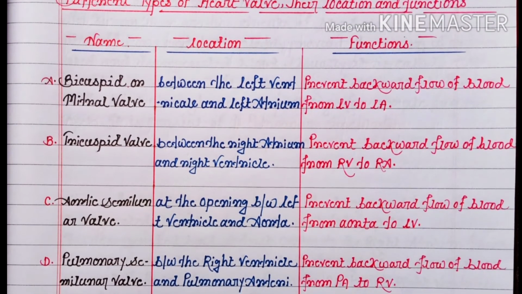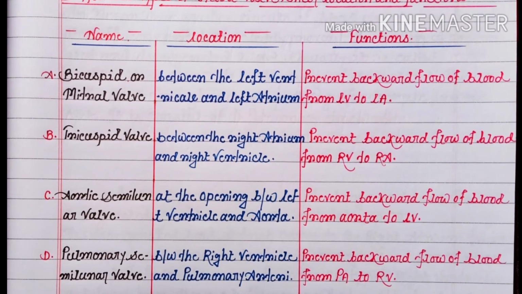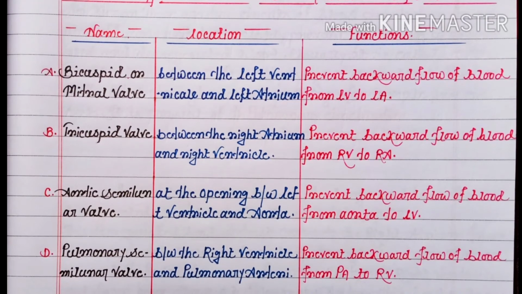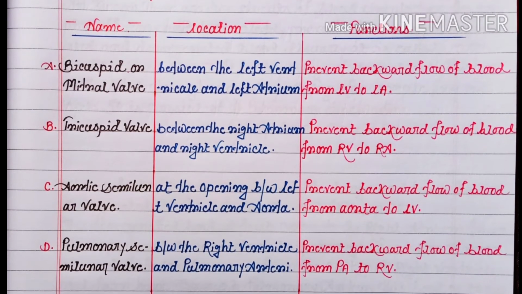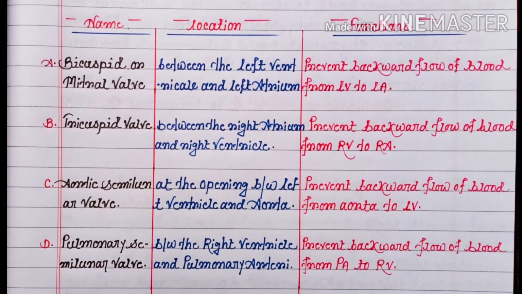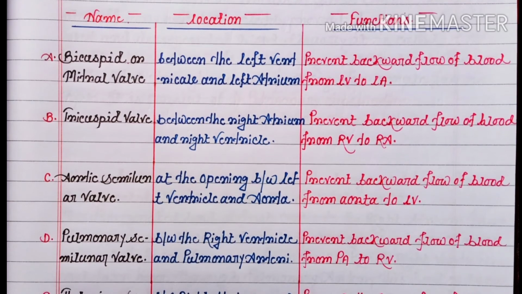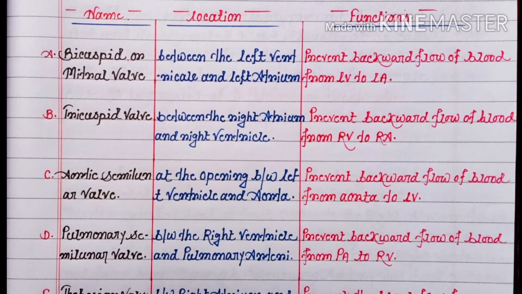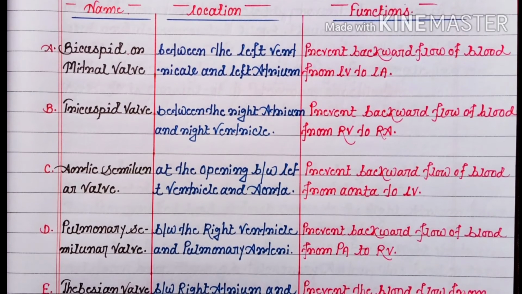Second one is the tricuspid valve, and it is located between the right atrium and right ventricle, and it has three flaps. It also prevents the backward flow of blood from the right ventricle to the right atrium, and it allows the blood to move from the right atrium to the right ventricle.